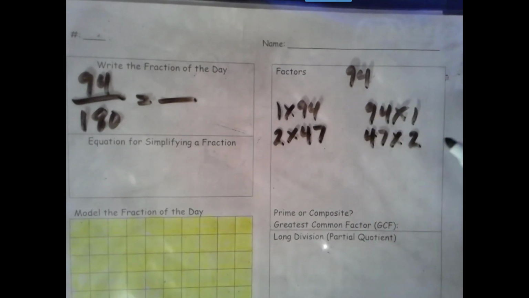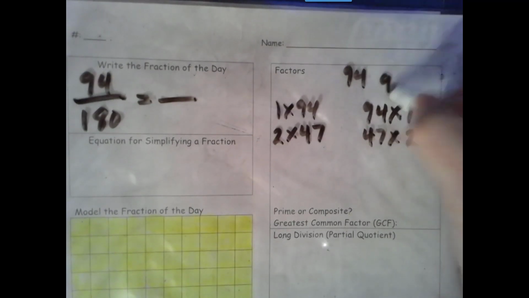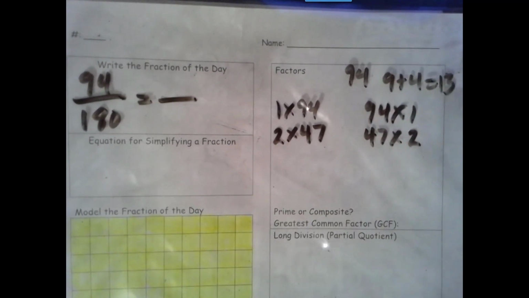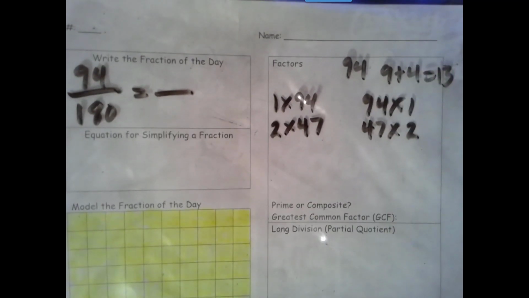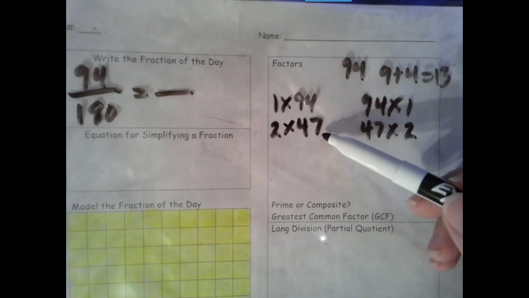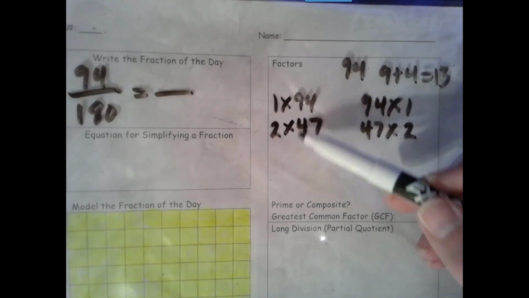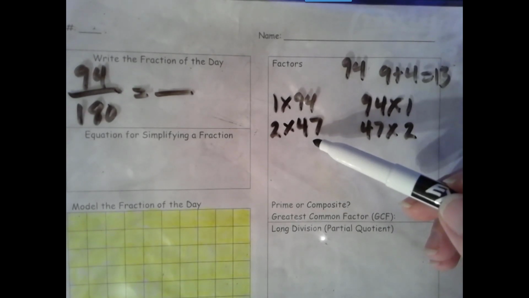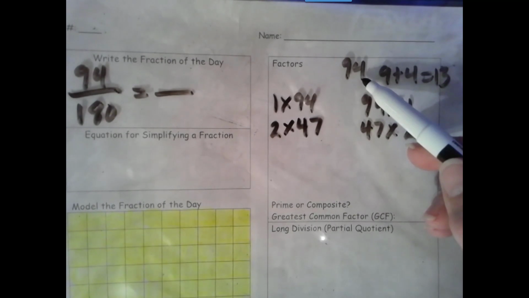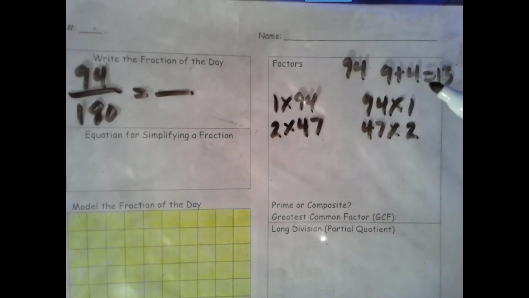Okay, now the rule for 3 is that we add the digits together. 9 plus 4 is 13. 13 is not a multiple of 3, so 3 is not a factor. We try 4. One way to check is to see if the second factor with 2 is even. It is odd, so 4 is not a factor. We try 5. The rule for 5 is that it ends in a 0 or 5. It ends in a 4, so 5 is not a factor.